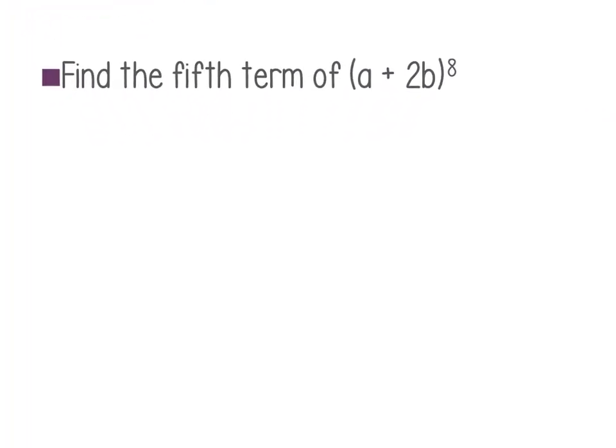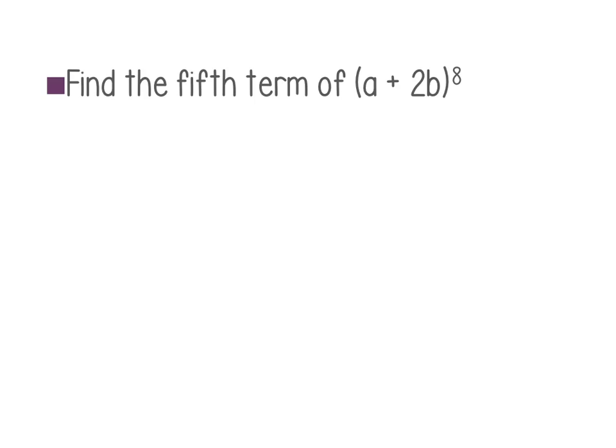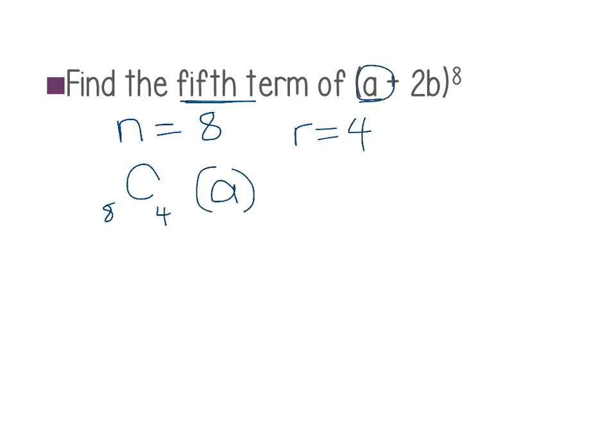So example 4, find the fifth term of a plus 2b to the eighth. So from there, we can identify n is what? 8. And if it's the fifth term, what is r? Going to be 4. Good. So I'm doing C8, 4. The first term, which is a, what's my exponent? N minus r, which is 4. Second term, which is 2b, and what's my exponent? 4, because it's r.